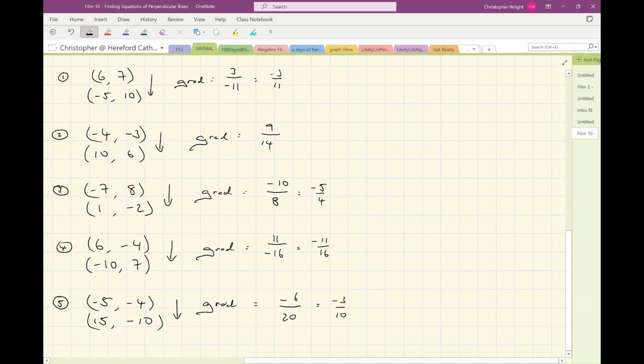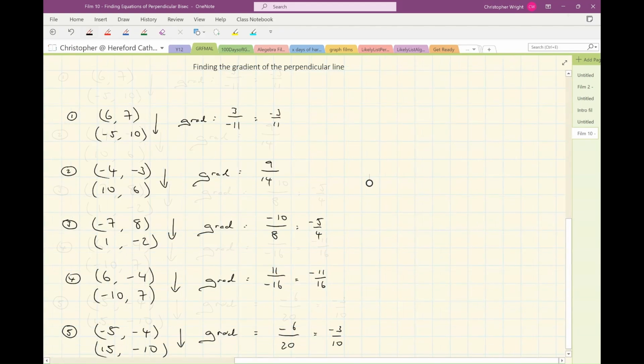So there you are. So I hope now you can almost without thinking find the gradient of the line between 2 points. Right, let's go on to skill number 2. Right, skill number 2, finding the gradient of the perpendicular line. So, in each of these questions here, 1 to 5, we found the gradient of the line between our 2 points.